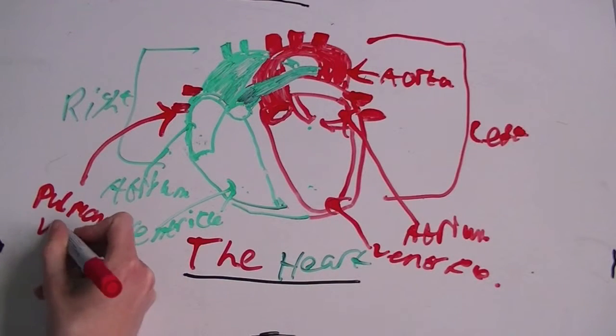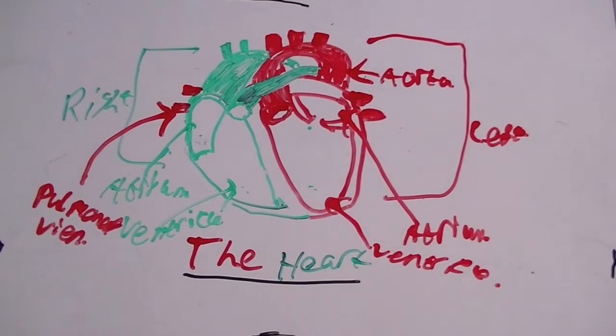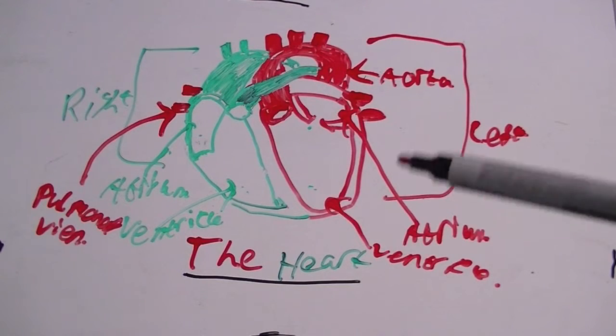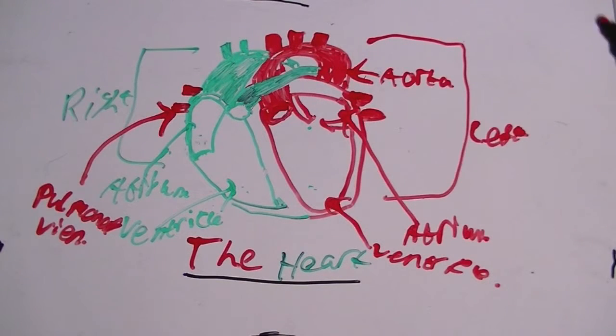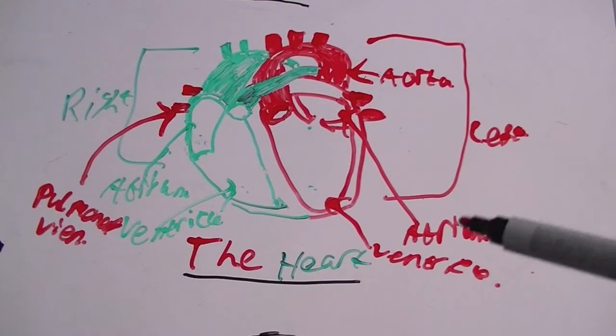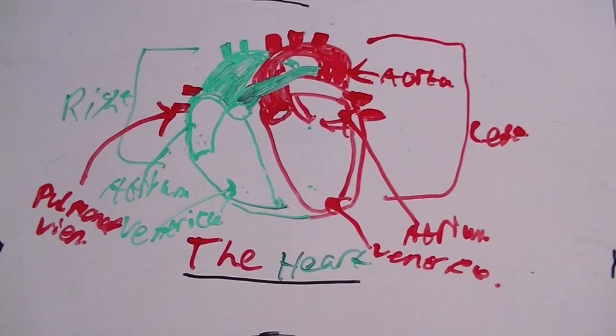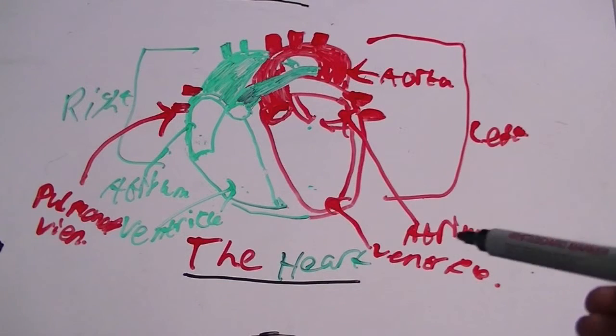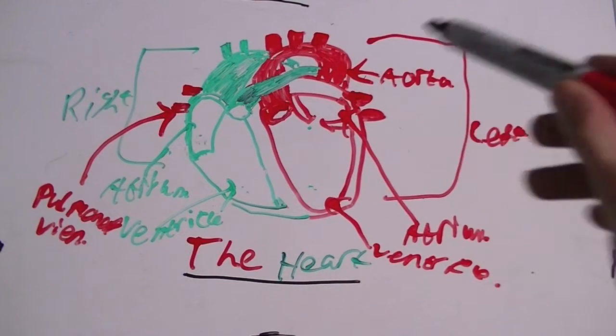Pulmonary vein, okay? The pulmonary vein goes to the left side of the heart, and the reason it goes there is because it's just been to the lungs, and therefore it's picked up some oxygen from the lungs, because obviously that's where you're breathing in and gaining oxygen, so therefore it wants to go to the oxygenated side.